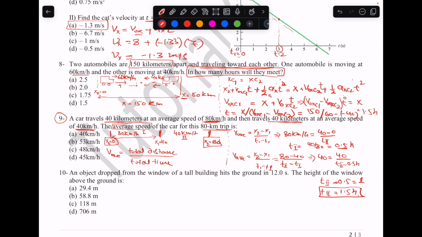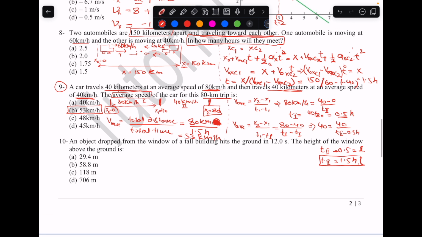So the time taken from here to here is 1.5 hours. We substitute over here: total distance 80 kilometers, not kilometers per hour, and total time 1.5 hours. So we have 53 kilometers per hour. So your velocity will be 53 kilometers per hour.